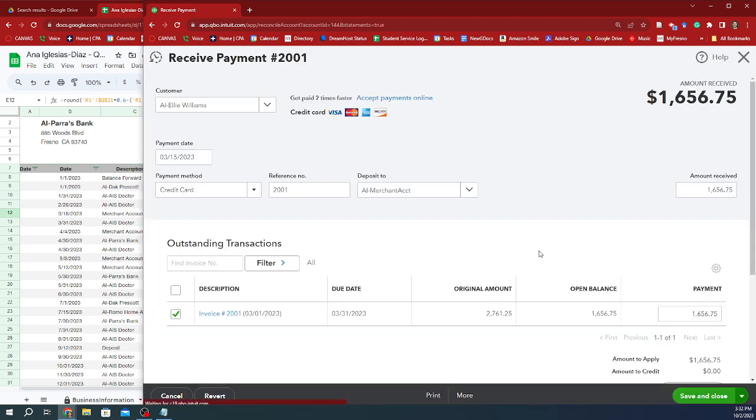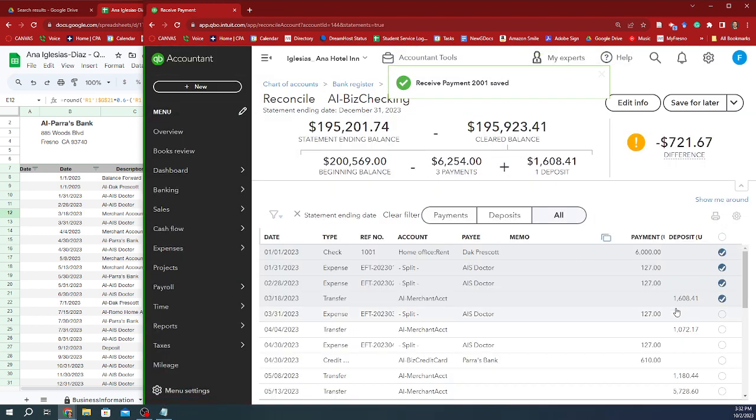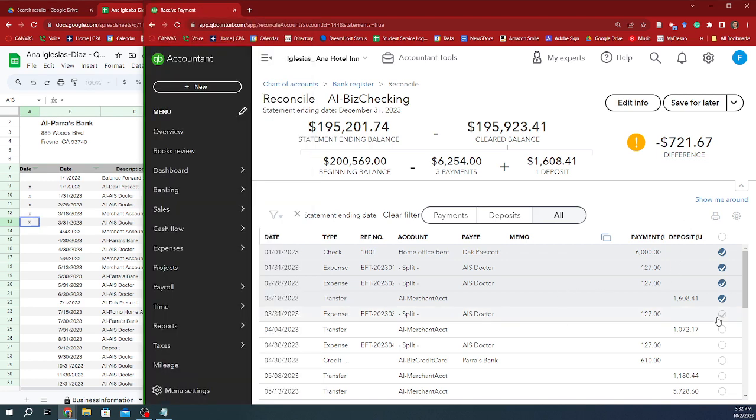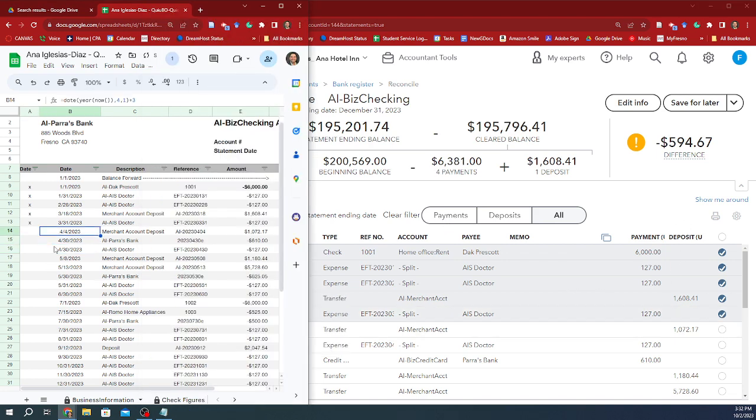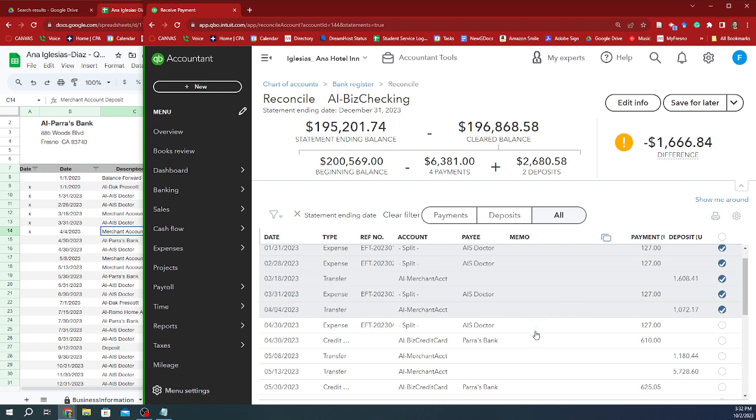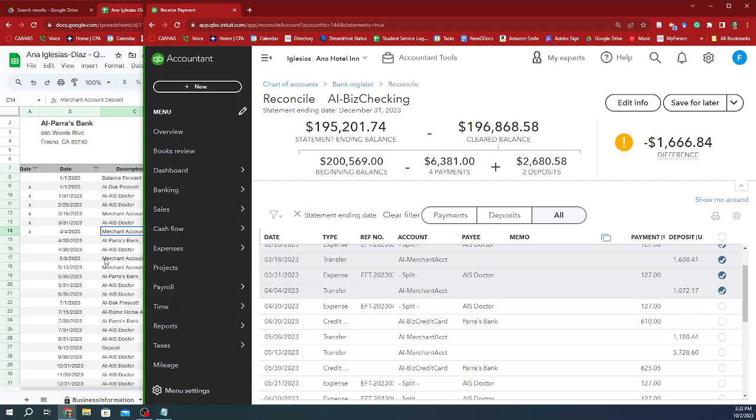I'm going to take this opportunity to go back to my reconciliation process. So 1,608. So I'm all the way here, right? So I've done this. Now 127 on 3/31. So that's correct. Then I have a merchant account deposit of 1,072. And it looks like you don't have that deposit directly from that credit card payment. So it looks like you did it well going forward. So let's hope that's the case.